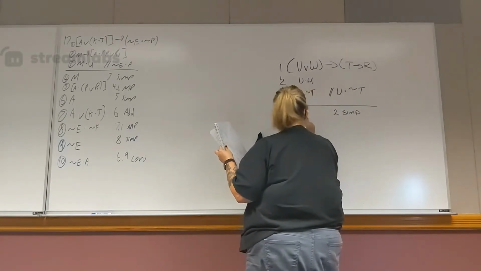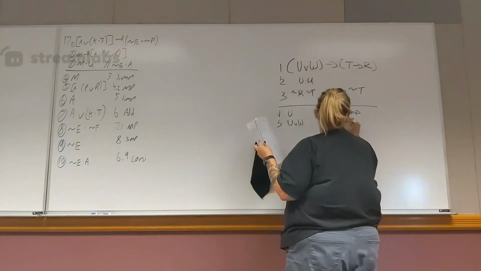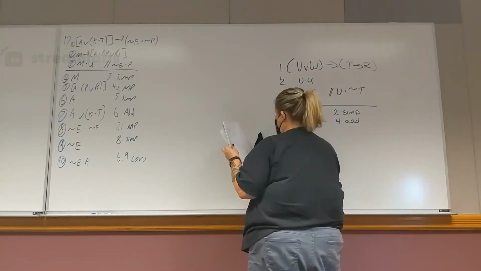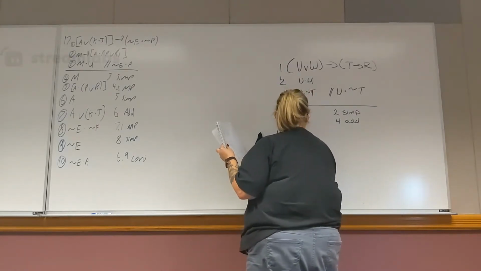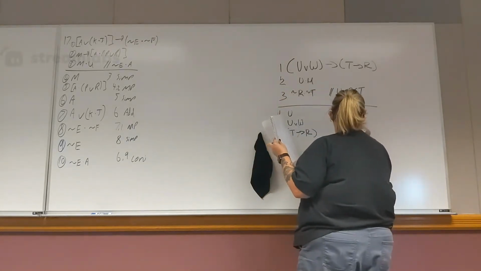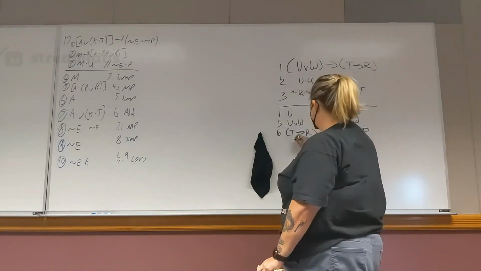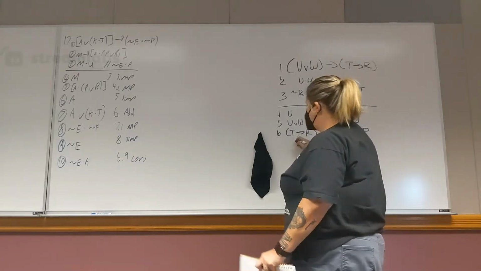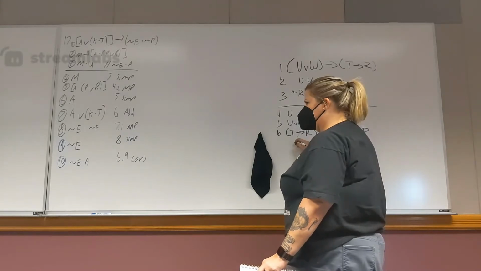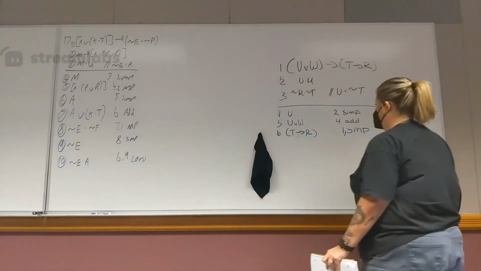Okay, that's good. And this is where I get stuck. I know I need to use 6 and 3 somehow, but what can I use? I can't use conjunction, can I? So let's think in terms of meaning, right? Okay. So let's think through this meaning-wise.